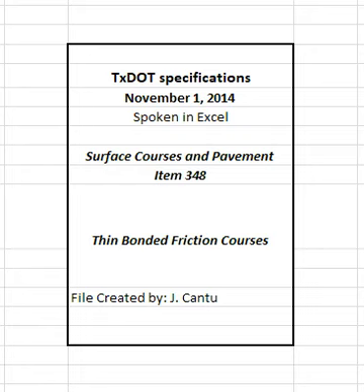Item 348. Thin bonded friction courses. 1. Description. Construct a hot mix asphalt, HMA, surface course composed of a warm spray applied polymer modified emulsion membrane followed immediately with a compacted permeable mixture of aggregate, asphalt binder, and additives mixed hot in a mixing plant.